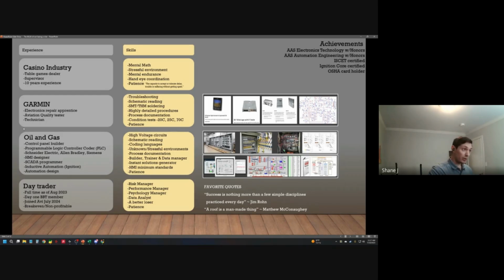And so even with all this oil and gas and all the hats that you had to put on between programming languages, different instructions, trading was by far the hardest because you're a risk manager, performance manager, psychology manager, data analyst, a better loser. That is one of the first things you're going to have to learn, becoming a better loser. Because if you think your win rate is going to be higher than 70% or something like that, you're probably taking 1 to 2 hour trades, and that can lead to other problems that we'll get to later.